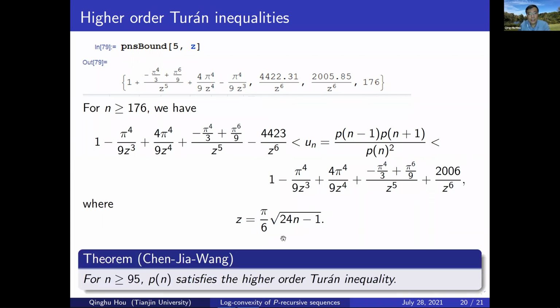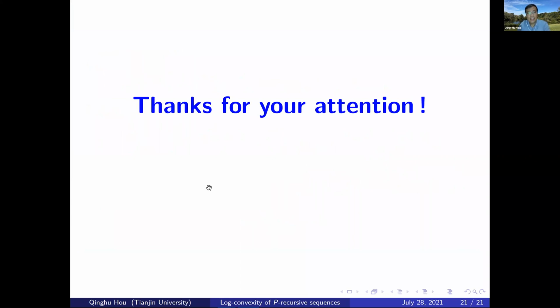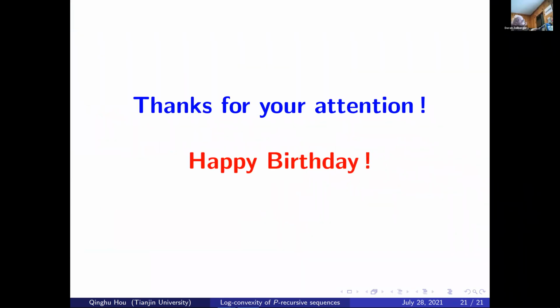So with this estimation, we reproved the theorem of Chen and his co-authors, which is related to the Riemann hypothesis: the proof that p(n) satisfies the higher order Turán inequality, but they used the estimation up to z to the 10th power. We find the 5th isn't enough, and the proof reduced to 1 page from maybe 20 pages. Okay, that's all. And happy birthday to our two respective professors.